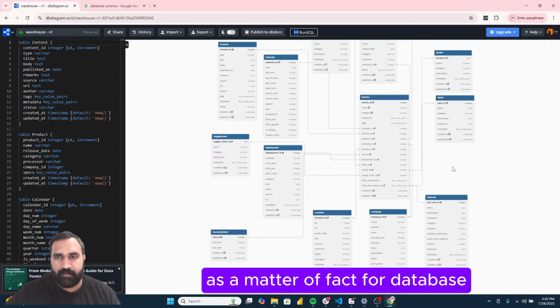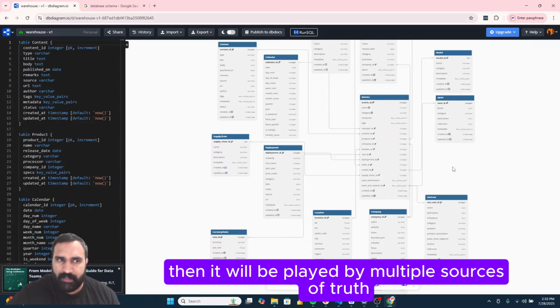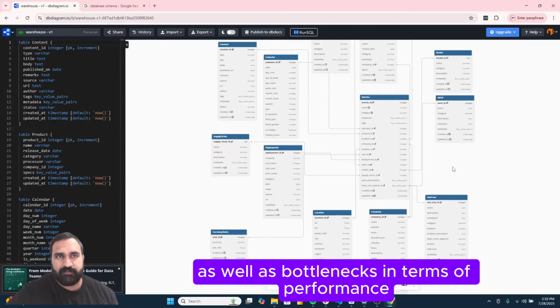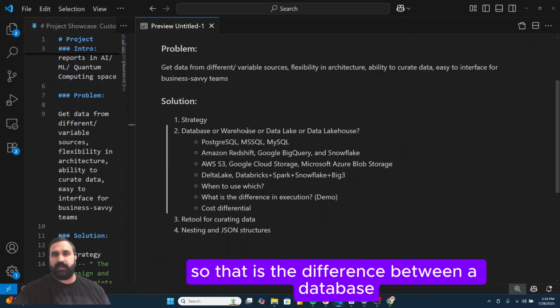As a matter of fact, if you directly build your analytics pipeline on a database, it will be plagued by multiple sources of truth, maybe even redundancy, as well as bottlenecks in terms of performance. So that is the difference between a database and a warehouse.